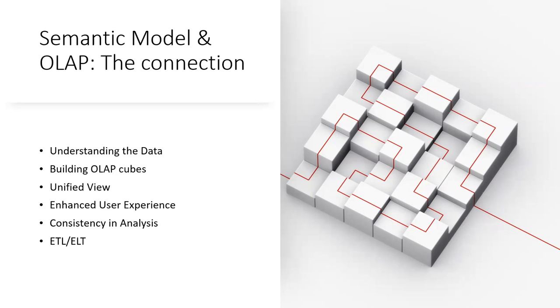Now, unified view. OLAP often involves pulling data from various sources. We all know that as data ingestion. The semantic model ensures that all this data speaks the same language. Whether you are getting data from a CRM system or an inventory database, the semantic model ensures it's presented consistently in the OLAP cube. For example, one says USA, one says United States of America, one says America. Now, they will all say the same thing.